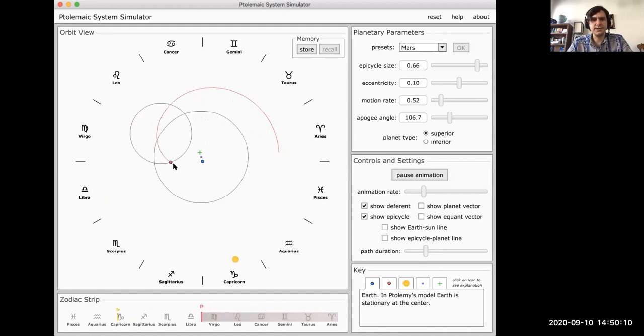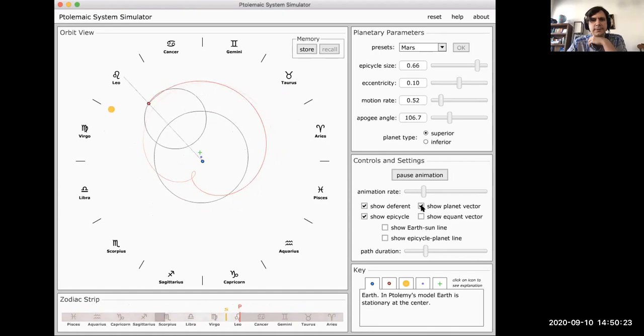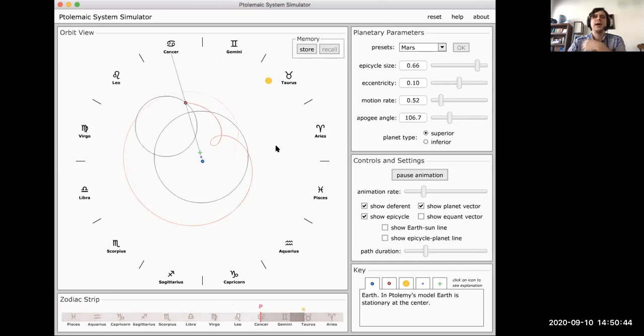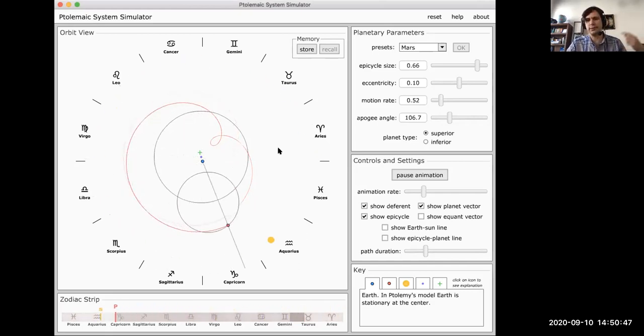So you can see the path that it takes overall in the red line. You can see right here the sun as it's moving around. So it's passing through the signs of the zodiac. And what I'm going to do is turn on where the planet would appear to be amongst the background stars, which you can see down here as well. So prograde motion and then retrograde motion, prograde motion, then retrograde motion, and it goes over and over again.